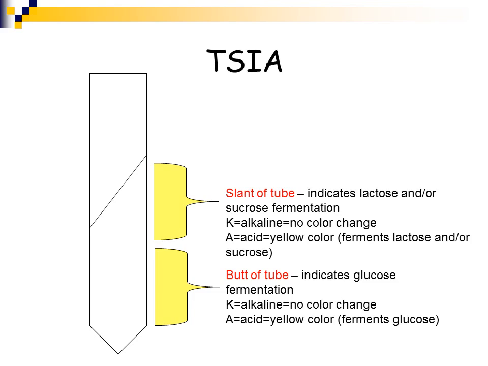Now on the slant of the tube, the top portion of the tube, again, if it doesn't change color, it's considered alkaline or K, and it means it didn't ferment lactose or sucrose. If it does change yellow, just the top of the tube, it's an acid reaction, and it means that the organism ferments lactose and/or sucrose. So the top, since there's two sugars, you don't really know if it's the lactose or the sucrose, but it's one of those two sugars.